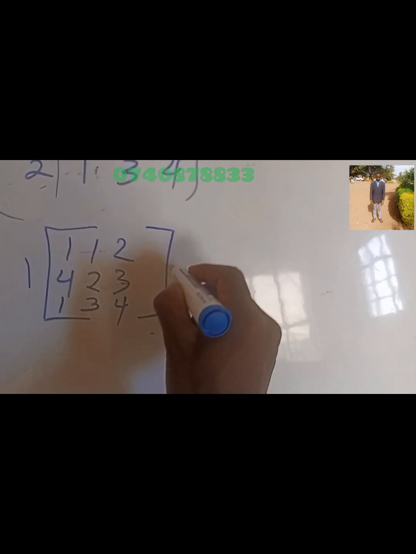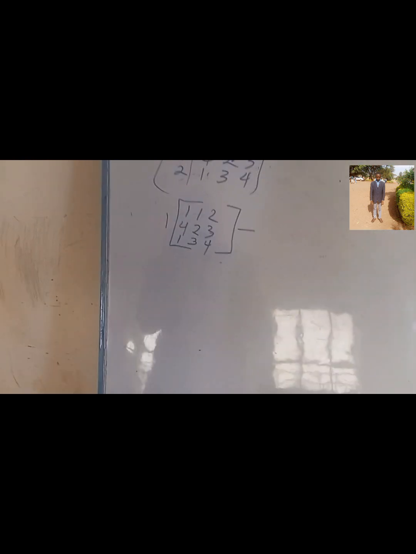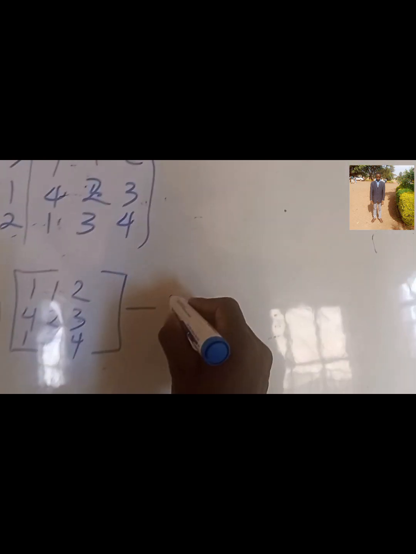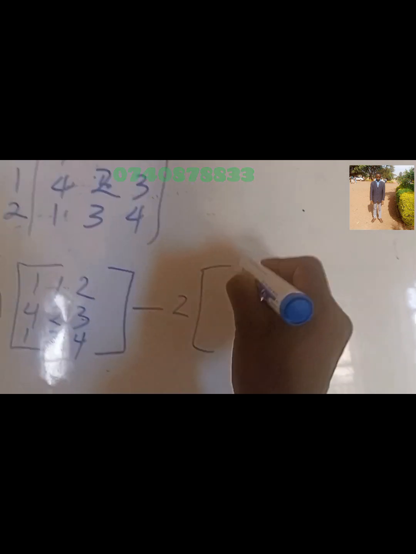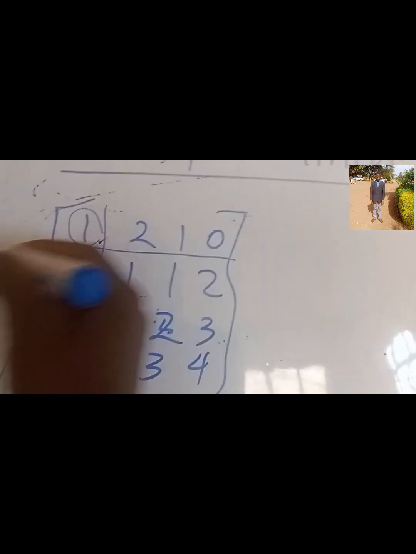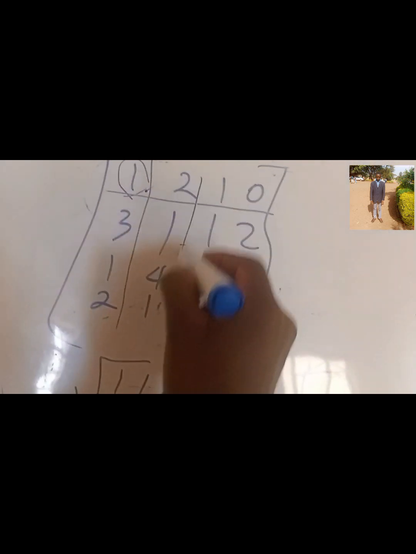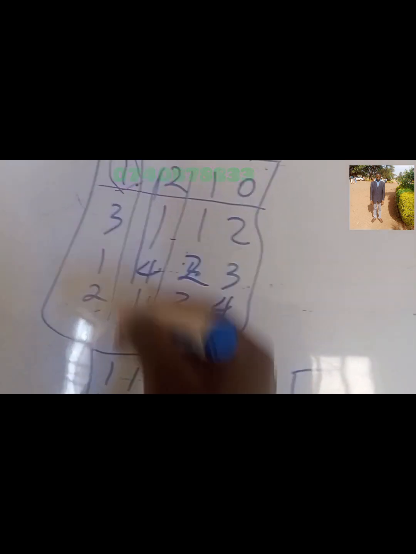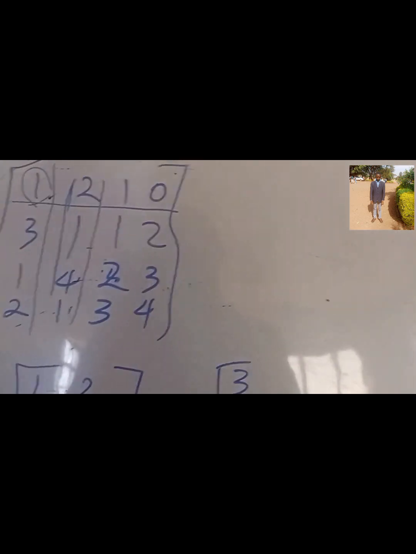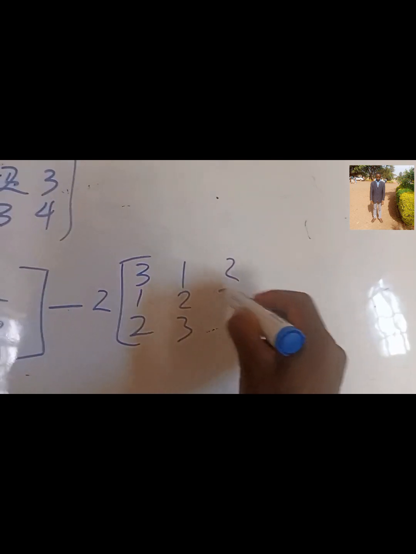Then you subtract. The signs will just alternate. After addition, you go to subtraction. So it will be minus 2 into. After picking 2, you ignore the entire row and the column. So you will remain with 3, 1, 2. Then this one will have 1, 2, 3. Then you have 2, 3, 4.